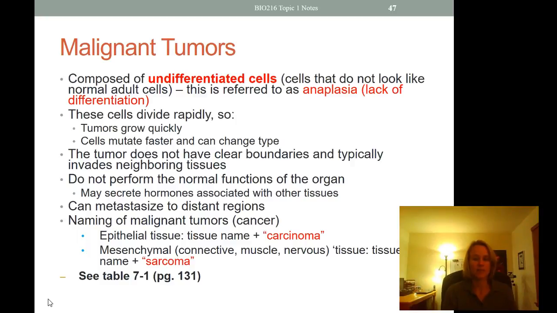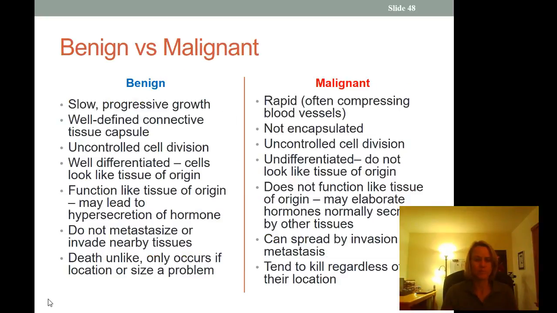Malignant tumors are named by, if they are epithelial tissue, you add the term carcinoma. If they're mesenchymal tissue, such as connective, muscle or nervous tissue, you add the term sarcoma. If you look at table 7.1 in your book, you can see naming of various different types of malignant tumors.